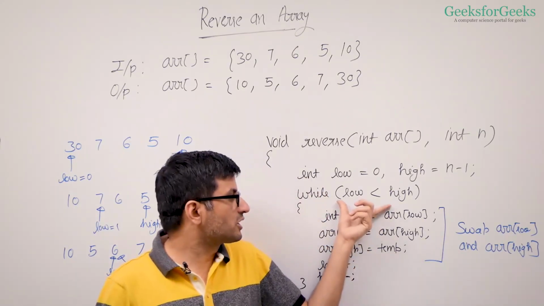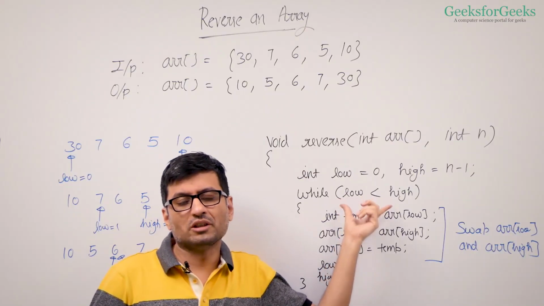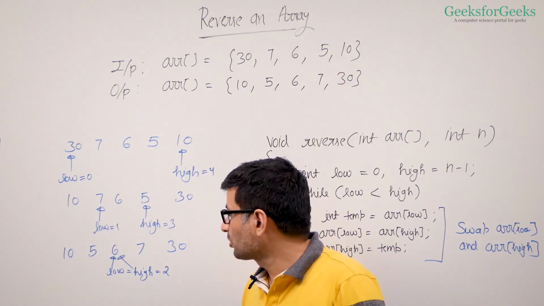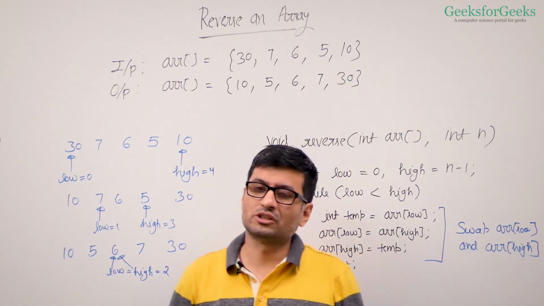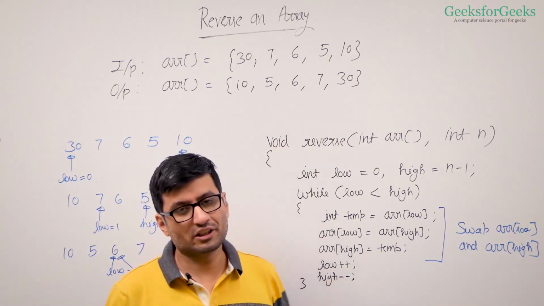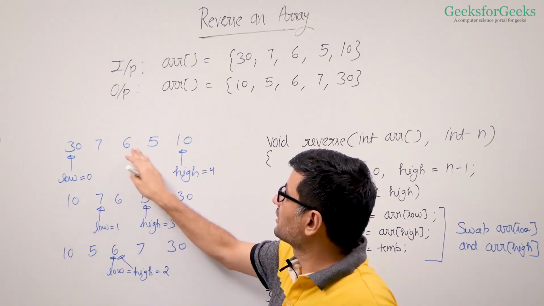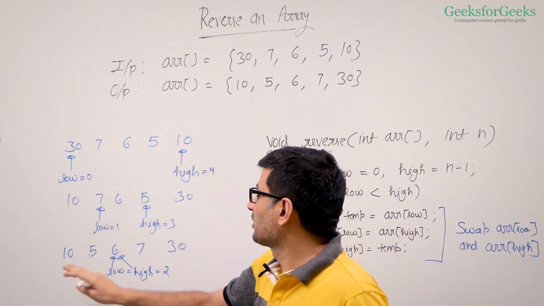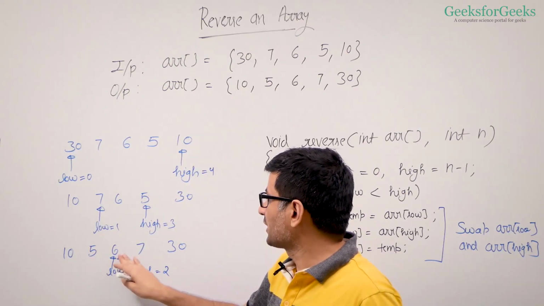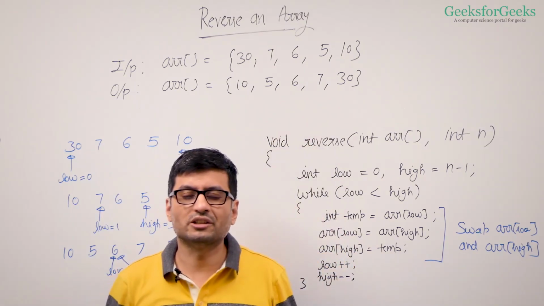Now we again check for this condition. And this time the condition becomes false because low and high, they both have value 2. Low is not smaller than high. So we stop and we have reversed the array. You can see that our array, which was initially 30, 7, 6, 5, 10, has now been changed to 10, 5, 6, 7, 30. This is our expected output. So we reversed the array in this code.